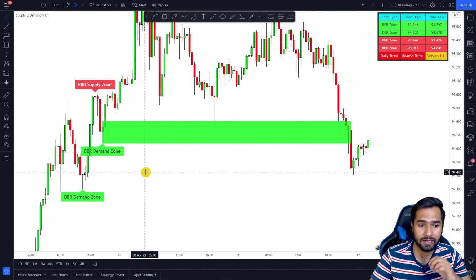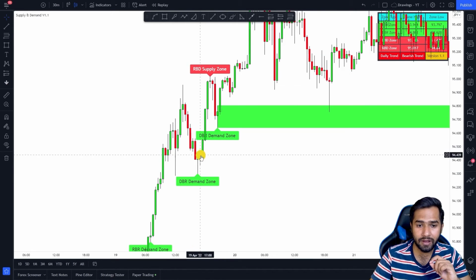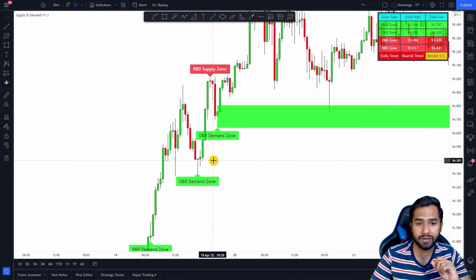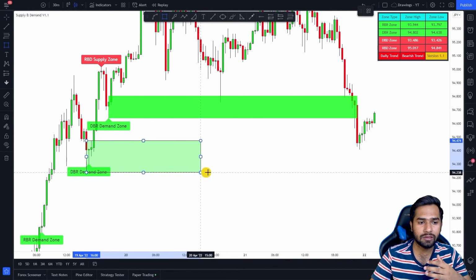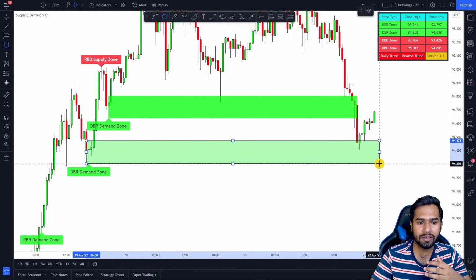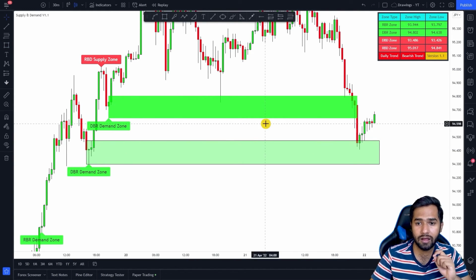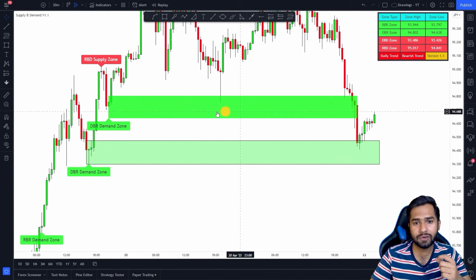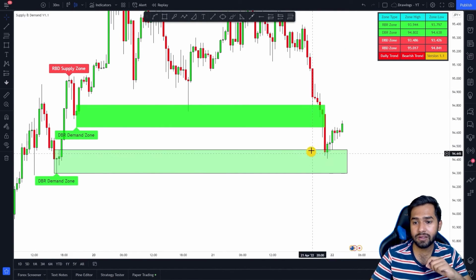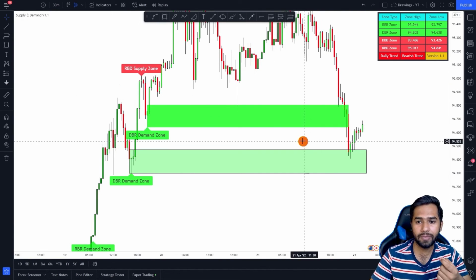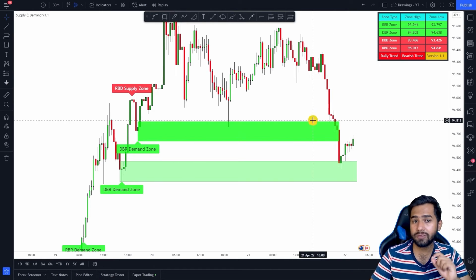Now there is another demand zone forming in the past, that is also a drop-based rally demand zone. The indicator only draws the latest zones, but it does indicate where the other past zones are. If I draw it from here, this zone will be at these levels, and we can see the market has again come back to this demand zone and picked up the pending orders from here, and now it's moving in the bullish direction. So this is the power of supply and demand trading.